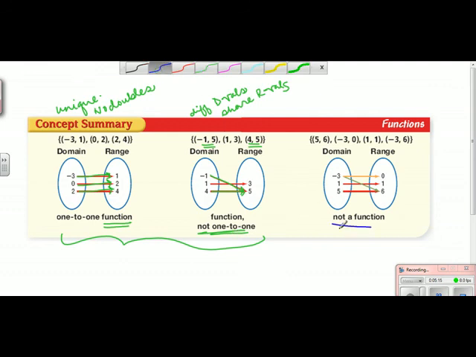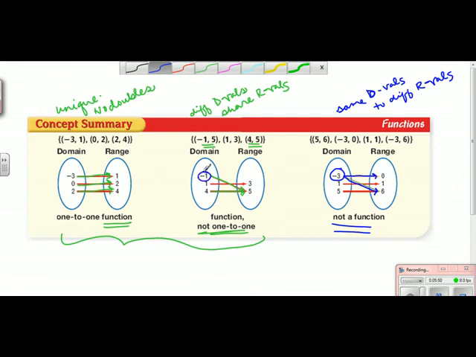Where things are not a function is when you have the same domain values to different range values. So you can't control. If I put -3 into this situation, I don't know if 0 is going to come out, or I don't know if 6 is going to come out as an output. And that means it's not a function.